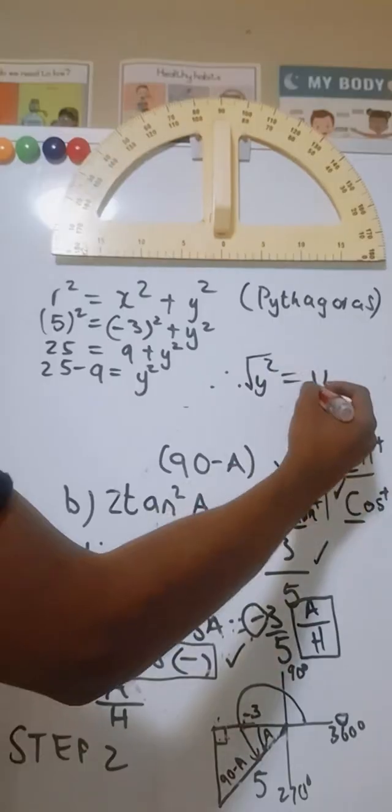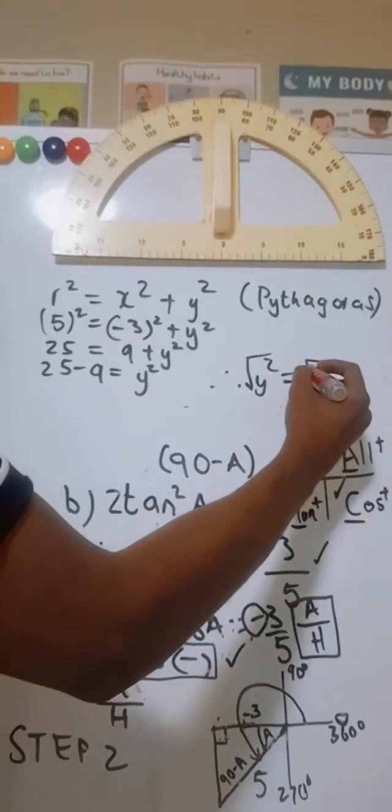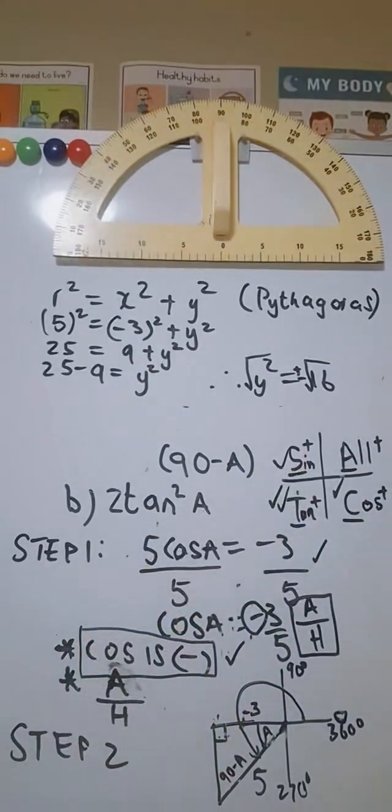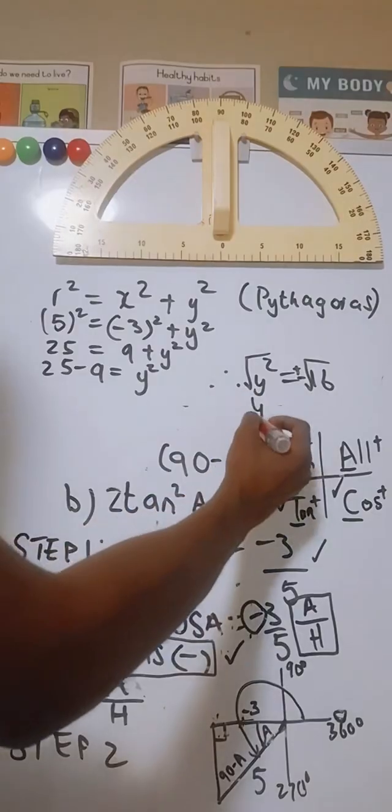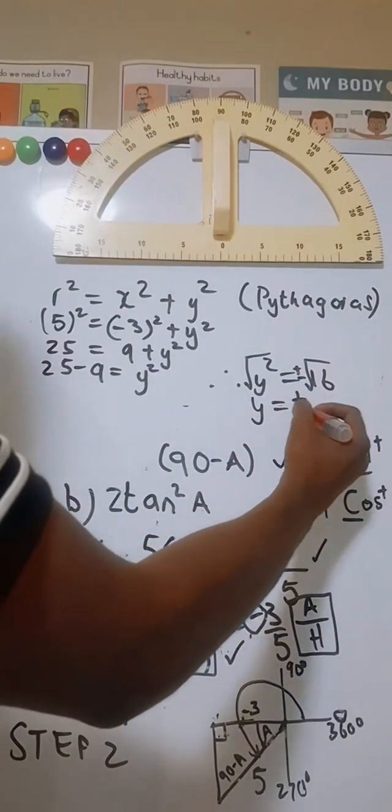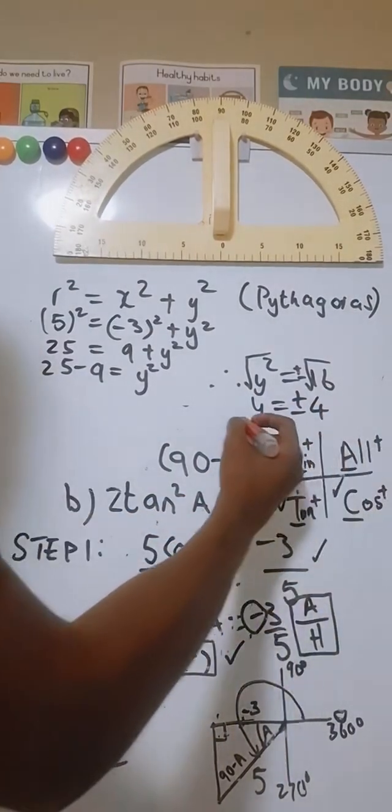We take the square root on both sides. When we take the square root on both sides in an equation, we make sure we put plus minus, the square root of 16. Okay. Then of course that gives me y is equal to plus minus 4.